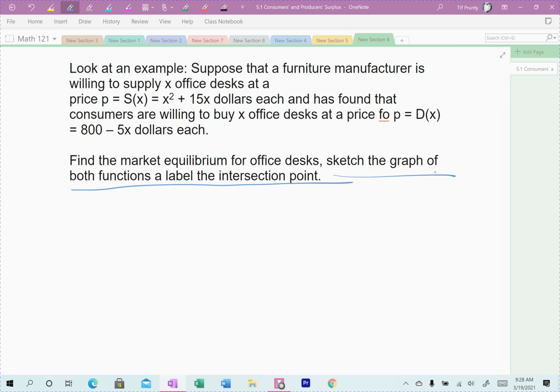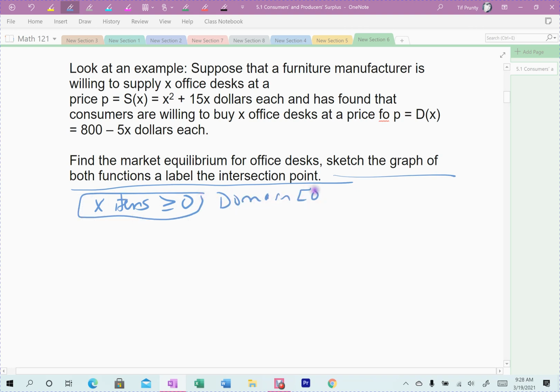I'm going to do a simple sketch of this. We will probably be using our calculator for most of the problems, so I'll do the calculator in later examples. This one I'm just going to sketch by hand. Remember, x represents items, so it only makes sense that I can have positive items. The domain for these is always 0 to infinity. You only graph in the first quadrant, the positives. You can't have negative items.